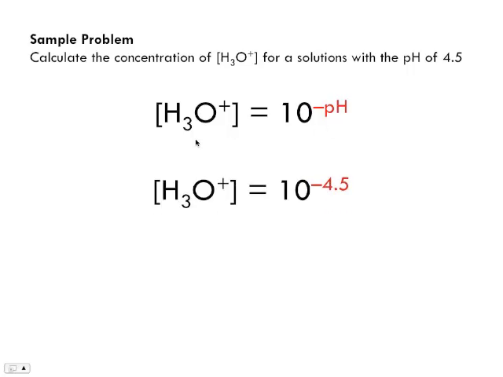The concentration of the hydronium ion is equal to 10 to the power of negative 4.5. This 4.5 is the pH value from our question. So we throw that into the calculator, and we get the following answer. This answer that we get in our calculator of 3.1623 times 10 to the power of negative 5 is our concentration of the hydronium ion in moles per liter.